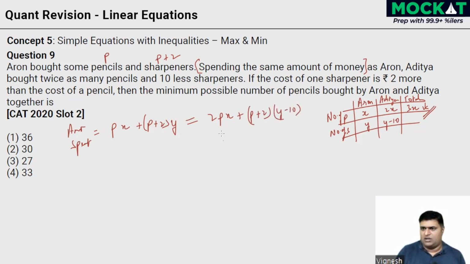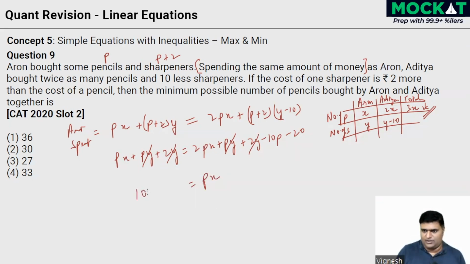And then we can just multiply these, I think. So px plus py plus 2y over here equals 2px plus py minus 10p, I mean plus 2y minus 10p, and then we have a minus 20. Let's cancel whatever we can, right? 2y gets cancelled over here, and the px, I take it over there. I'm going to get 1px equals, bring the 10p and 20 over here, 10p plus 20, right?